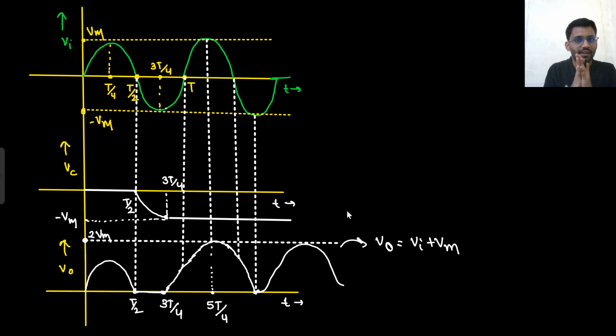So are you understanding this point completely or not? I hope you are understanding it very nicely and completely. Okay, so this was our positive clamper circuit. Let's move on to the negative clamper circuit.